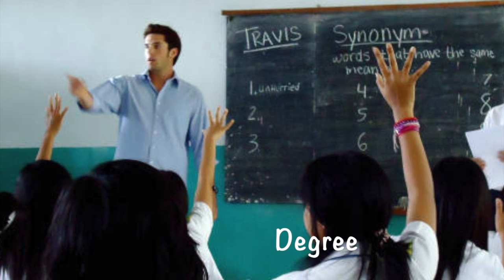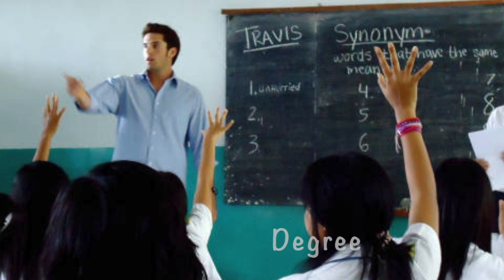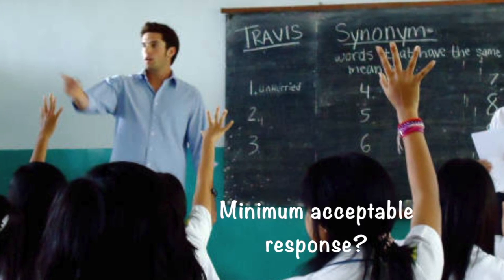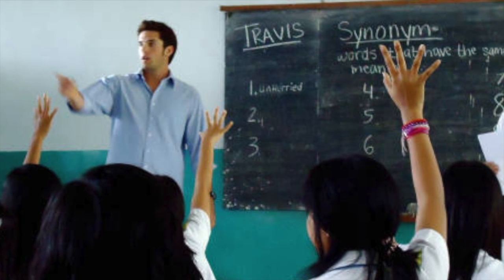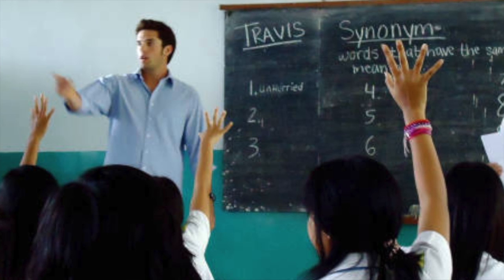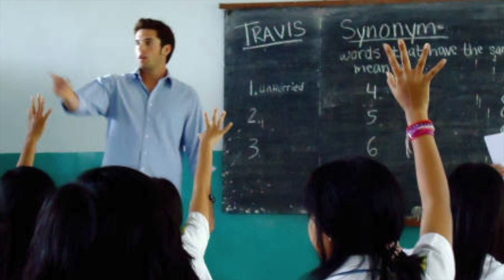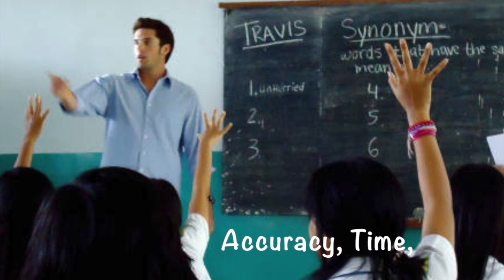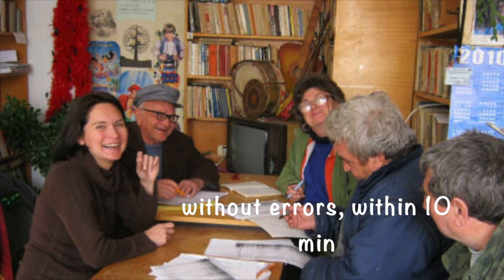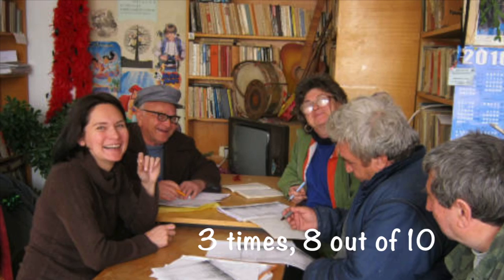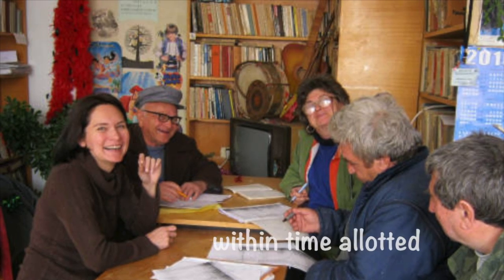D stands for degree. Things to ask yourself: What constitutes a minimum acceptable response? At what degree of proficiency is the task to be accomplished? Degree describes the standard for acceptable performance, such as accuracy, time, quality, and proportion. Examples include with 65% accuracy, without errors, within 10 minutes, 3 times, 8 out of 10, or within the time allotted.